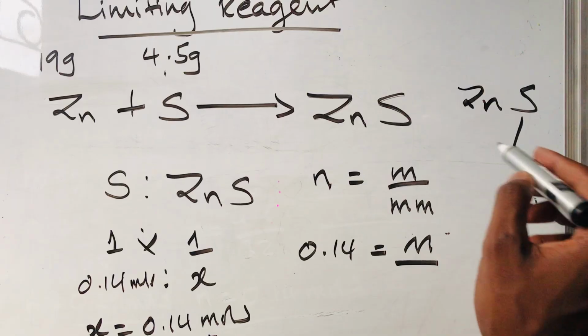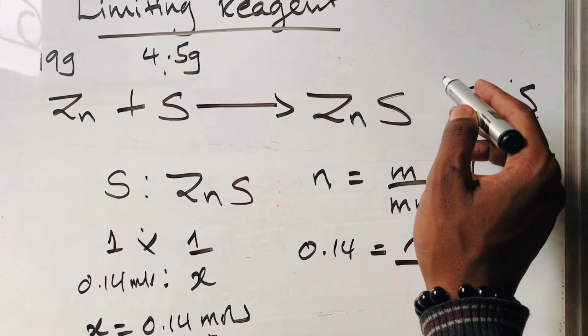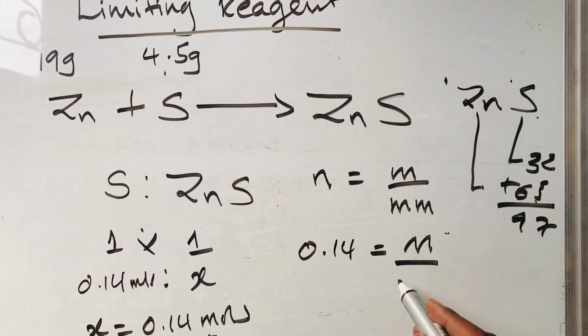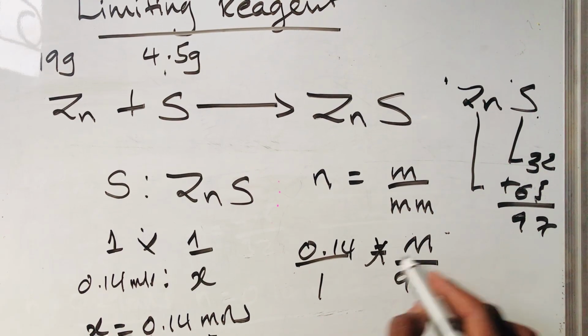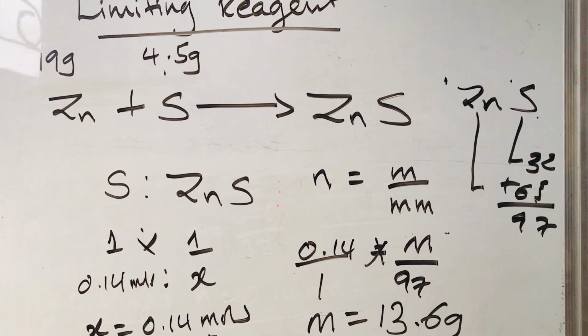So we do the staircase method. 32 times 1, we get 32. Zinc, 65 times 1, we get 65. And then we add everything, we have 97. So we have 97 as the molar mass, and then we cross multiply. 1 times m, we get m. And so the mass of zinc sulfide formed is going to be equal to 13.6. So we have 13.6 grams of zinc sulfide formed.